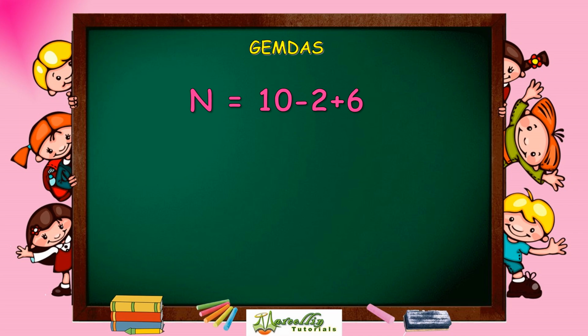Let's take this example. In this equation, you have subtraction and addition. By applying the rule to start from left to right, if you have both subtraction and addition, we will start with 10 minus 2. So our 10 minus 2 is 8. Then let's just copy the plus 6 on the right. Next, we can now solve 8 plus 6. So our 8 plus 6 is 14.